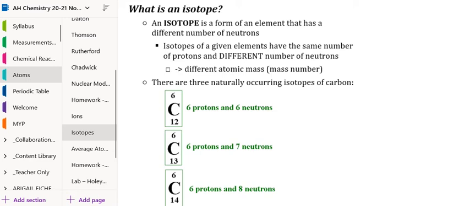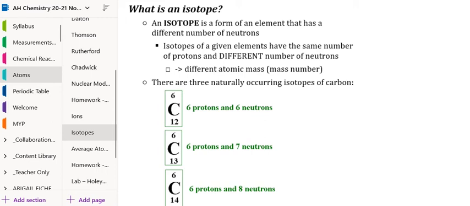So if the number of neutrons changes, what else changes? Does the charge change? No, neutrons don't have a charge. But what will change? The mass. So isotopes of a given element have a different number of neutrons and different masses.